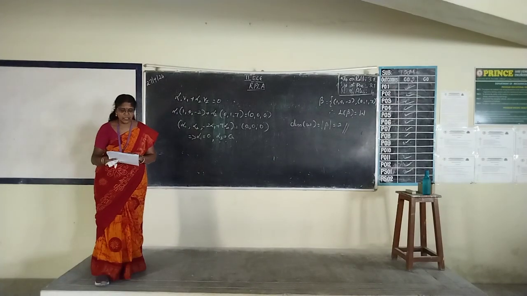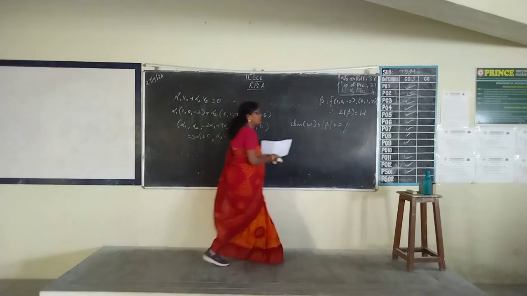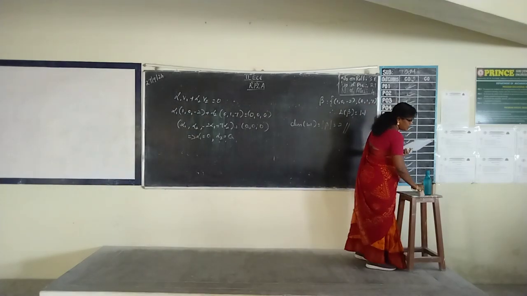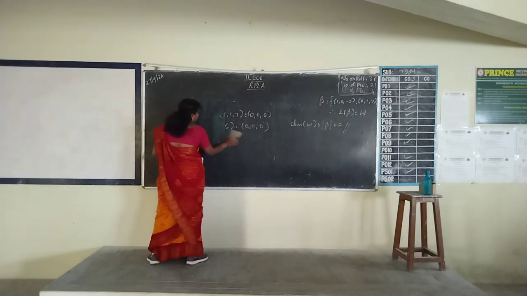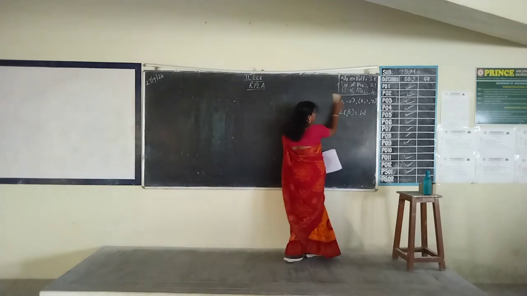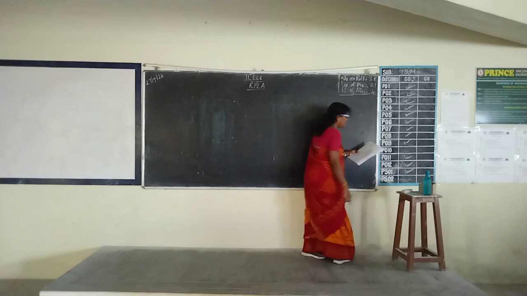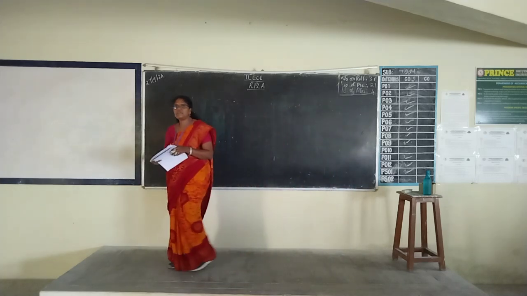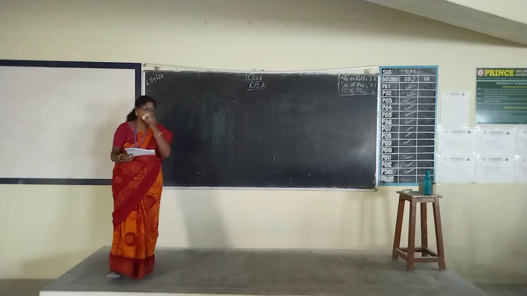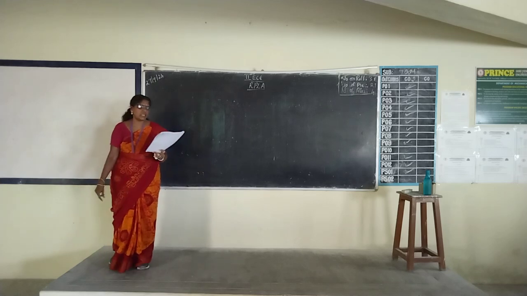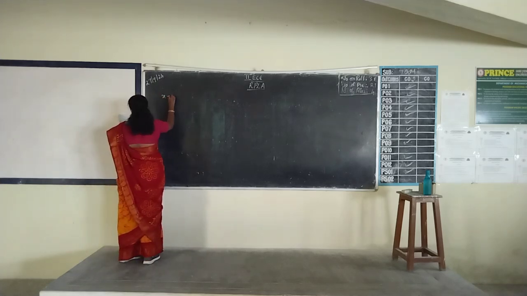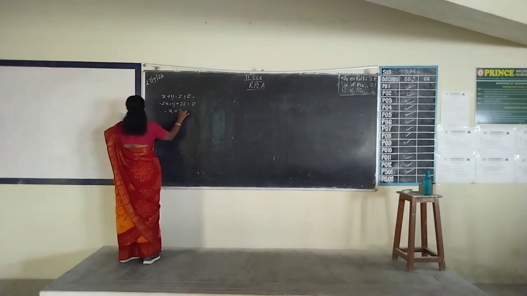Yes, sir. So take the next one. Determine the basis and dimension of the solution space of the linear homogeneous equations: x plus y minus z equal to 0, minus 2x minus y plus 2z equal to 0, minus x plus z equal to 0.